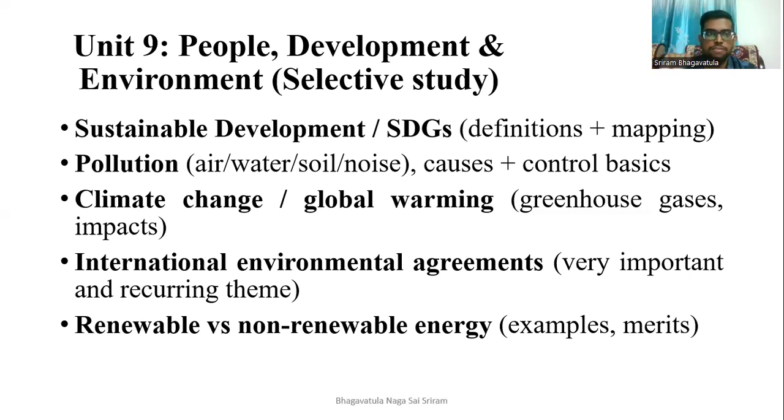Sustainable development goals is the first one. Pollution is the second one you need to see. Climate change or global warming, greenhouse gases, and all these impacts. What sort of impacts are there? What is the pollutant which is involved? That is very important. Next one is international environmental agreements. This is very, very important, and it is a recurring thing. That means it was asked again and again. What type of climate change agreements are there? Kyoto Protocol you will say, or all these things.